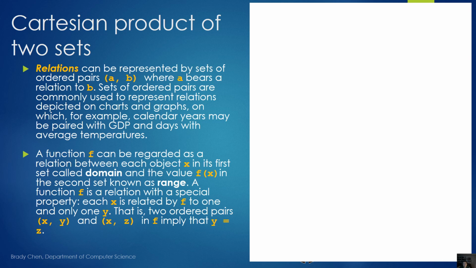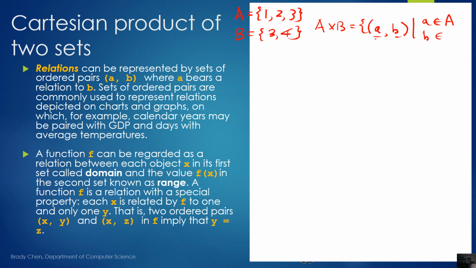Now, let's take a look at the example. Suppose I have 2 sets, A, which contains 3 elements, and another set B, which contains 2 elements, 3 and 4. So we define the Cartesian product of A and B, which contains all the ordered pairs (a, b), where a is in A and b is in B.